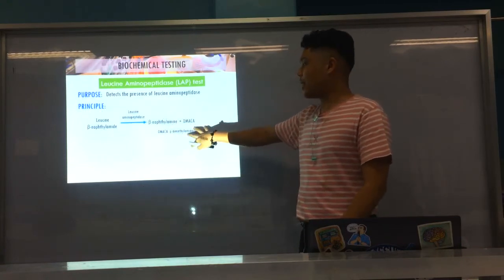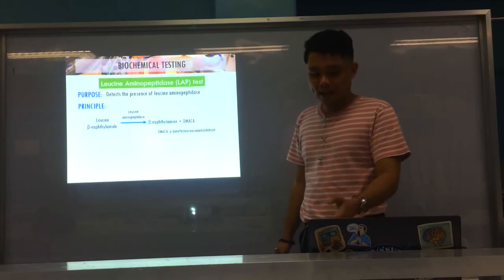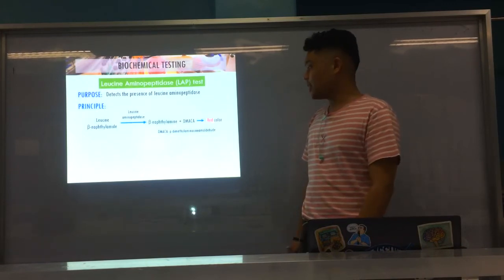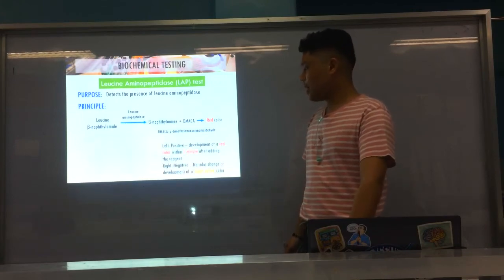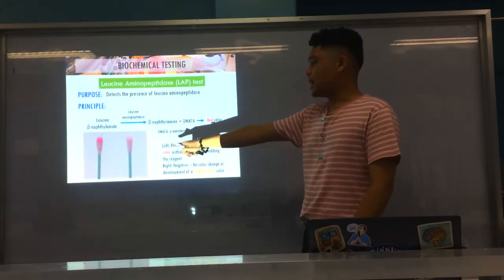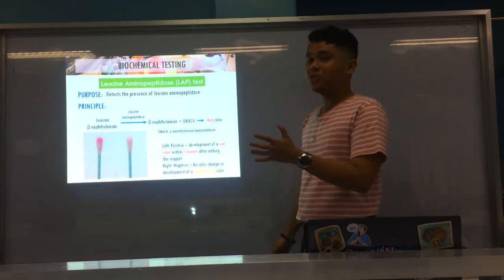and then you add the reagent, DMACA or p-dimethylaminocinnamaldehyde. The resulting color is red. Okay. Alright, so here's an example. Again, positive is red, and negative is yellow or no color change. Alright. And what is the presumptive ID?